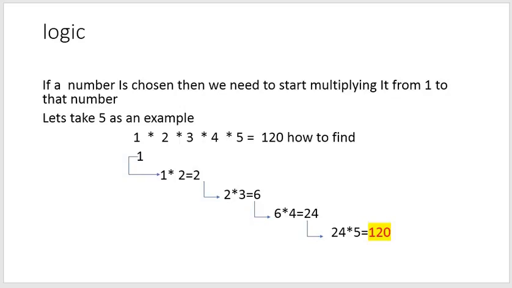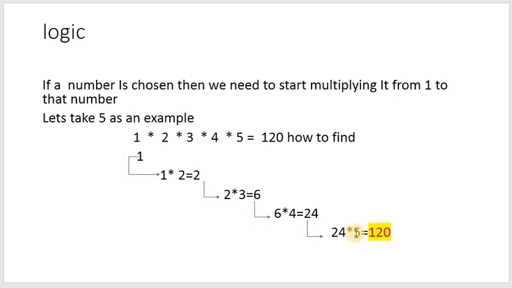Suppose you take 5 as a number, then we write 1 into 2 into 3 into 4 into 5 is equal to 120. That means first you take 1 and multiply it with 1, then you get 1. Then 1 into 2: you take that answer and multiply it with 2, and the answer is 2. Now 2 into 3 is equal to 6. Now you take this result 6 into the next number, 4. So 6 into 4 is equal to 24, and now 24 into 5 is equal to 120.